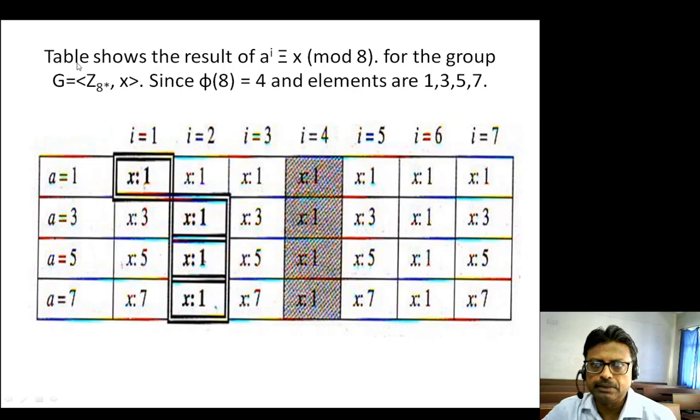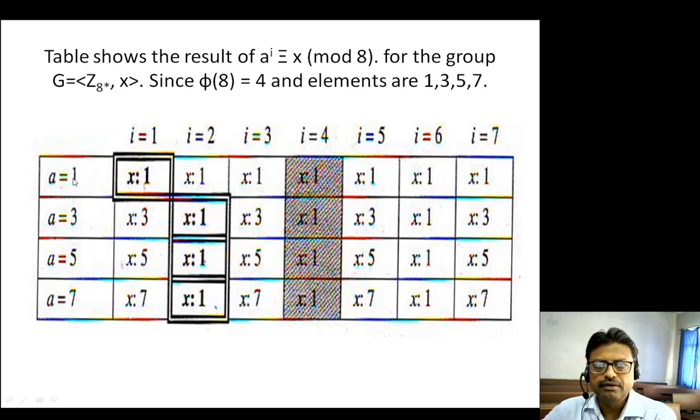So let us take an example. Suppose the example is a to the power i is equal to x mod 8, where x should be equal to 1, for the group G8 star under multiplication. First of all we have to find out how many elements will be available in phi 8. There will be 4 elements, because 8 is 2 to the power 3, and phi of 2 to the power 3 is equal to 2 to the power 3 minus 2 to the power 2, so 8 minus 4, which is equal to 4. The elements are 1, 3, 5, 7, and for i we have taken the values 1, 2, 3, 4, 5, 6, 7 as positive integers.